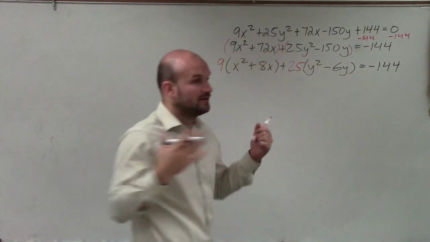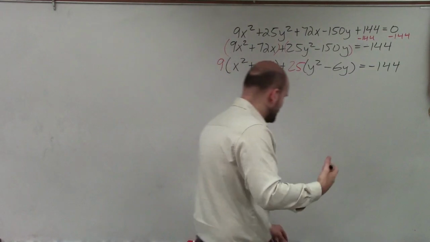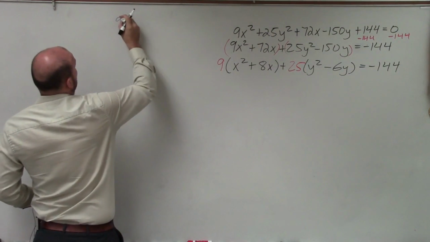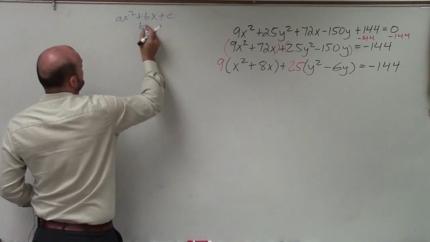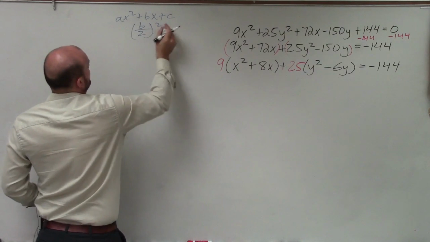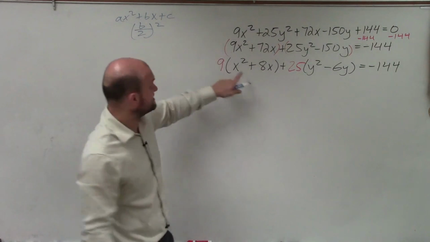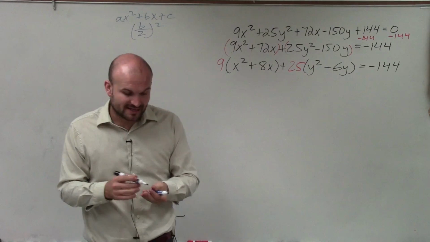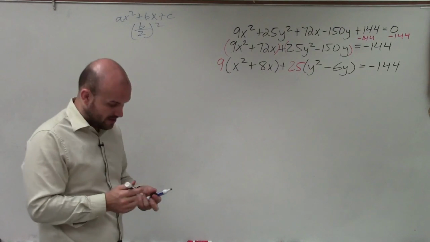All right, so now comes the lovely part of completing the square, creating that perfect square trinomial. When we have a quadratic in the form of ax squared plus bx plus c, to complete the square, we're going to take b divided by 2 and square it. All right, so here's a quadratic, I just don't have a c. In each one of these parentheses, I have quadratics, they just don't have c's. However, I can still take the value of b, divide it by 2, and square it.